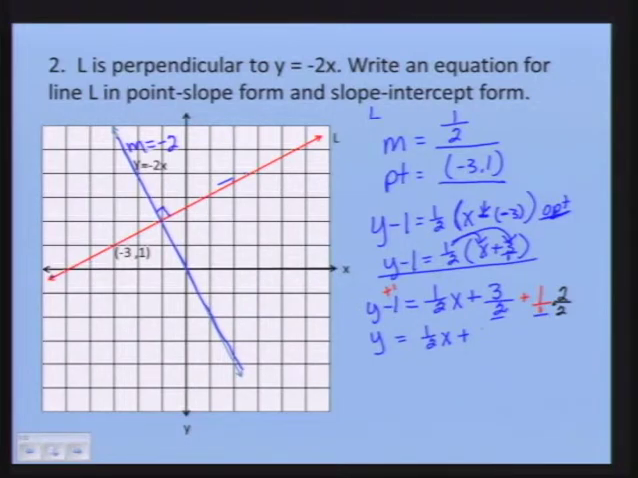So now I have 3/2 plus 2/2. Then y equals 1/2 x plus, I put down the common denominator and add only the numerators. And there is my slope-intercept form of our line.